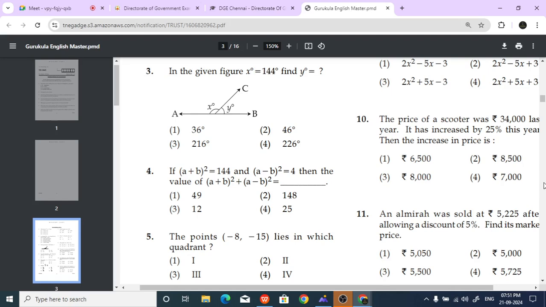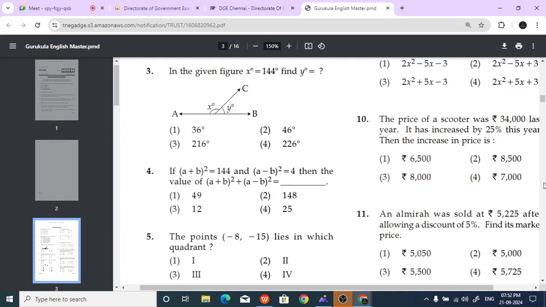Suppose they ask you like this, what is the value of a plus b plus a minus b? There is no square, let us say. So a plus b whole square equal to 144. What is a plus b? Is it only 12? Is it plus 12 or minus 12? It can be plus 12, it can be minus 12 also. Either plus 12 or minus 12.